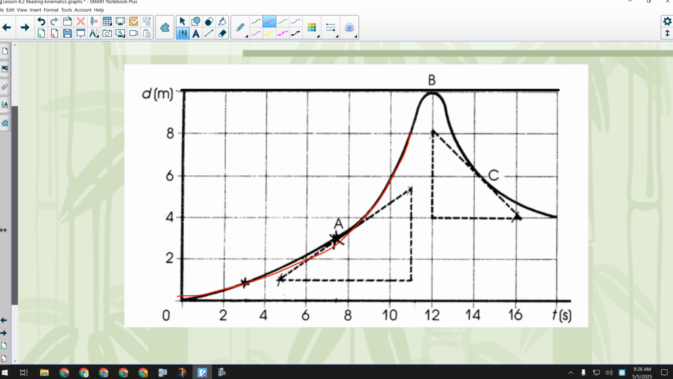If a question wanted me to answer, how fast is it going right here? How would I do that? I can't use v equals d over t because it's asking about an instant in time. What some people say is, well, I just go distance divided by time, and that would be it. Except that's not for that point. That's actually an average between the beginning and the end. It's not how fast it was going at that point. It's how fast it was going over the time up to that point. It's not the same thing.